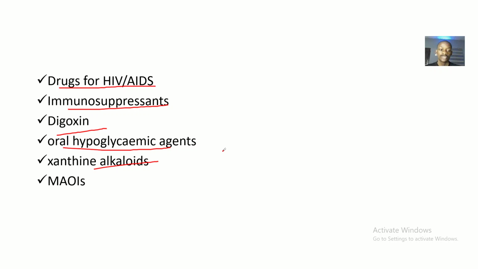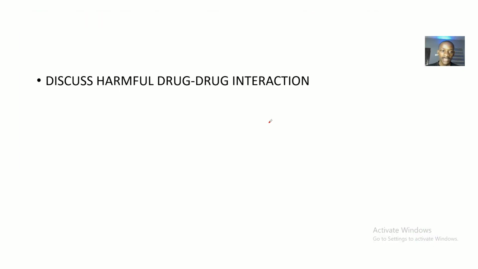Do you understand? So all these drugs, they have a steep dose response curve, and they are likely to react harmfully to you. Normally when they are prescribing a drug, they prescribe it together with another drug. So if you take these types of drugs with other drugs, then they are likely to react harmfully to you. Okay, guys. So that's it about the types of harmful drug-drug interaction. Basically, the types of drugs that are likely to undergo a harmful drug-drug interaction in your body.